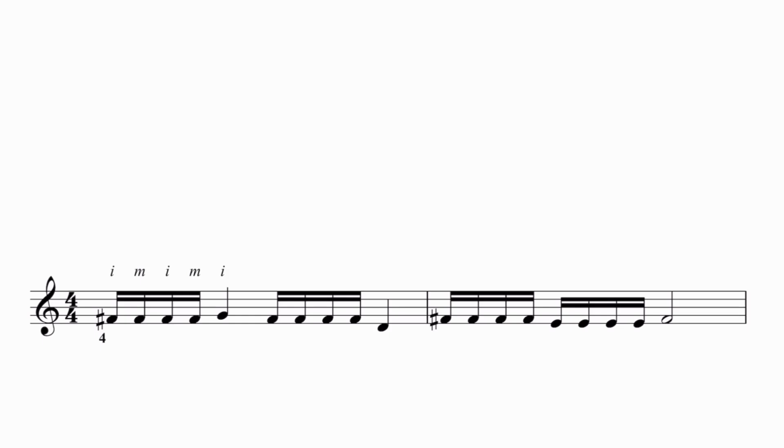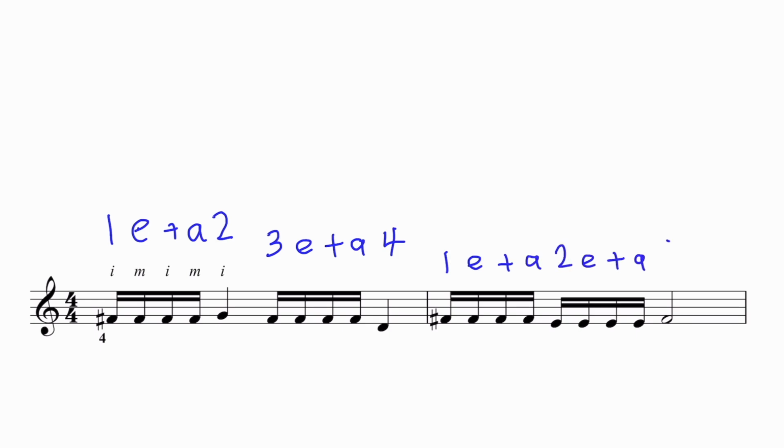When we count a group of 16th notes, we start with the beat number, in this case 1, followed by E and A. Next is beat 2, and it's a quarter note, so we'll write 2. For beat 3, we have 3, E, and A, and then beat 4. In the following measure, we have 1, E, and A, 2, E, and A, 3.